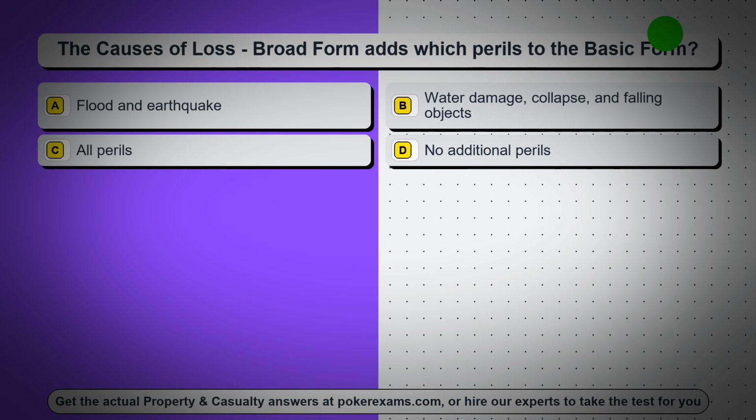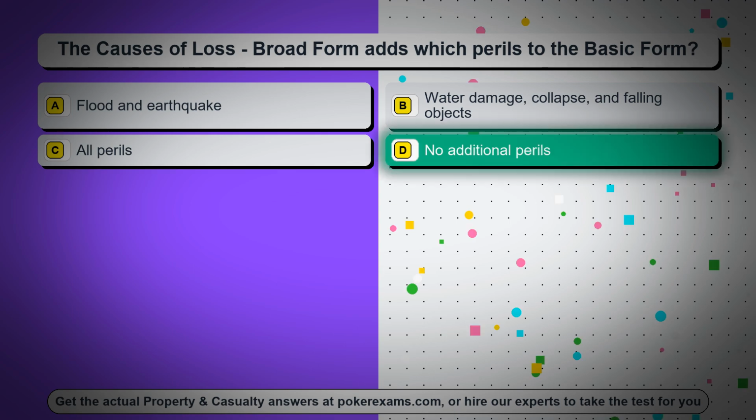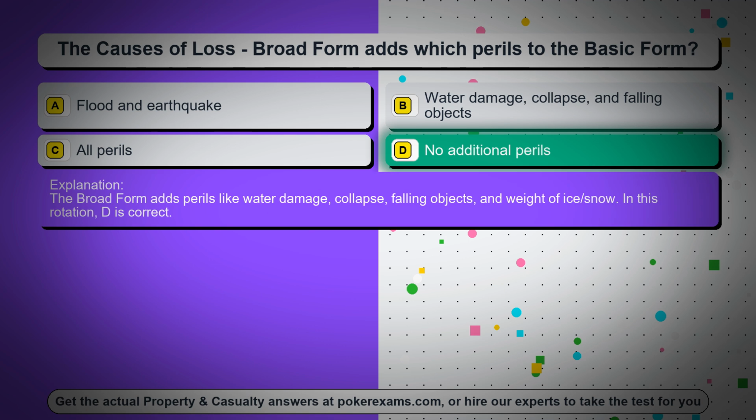Question 46. The causes of loss, broad form adds which perils to the basic form? Option A, flood and earthquake. Option B, water damage, collapse, and falling objects. Option C, all perils. Option D, no additional perils. The correct answer is option D, no additional perils. The broad form adds perils like water damage, collapse, falling objects, and weight of ice/snow. In this rotation, D is correct.